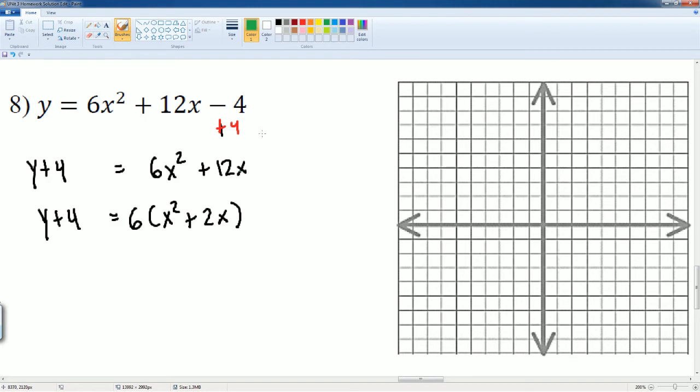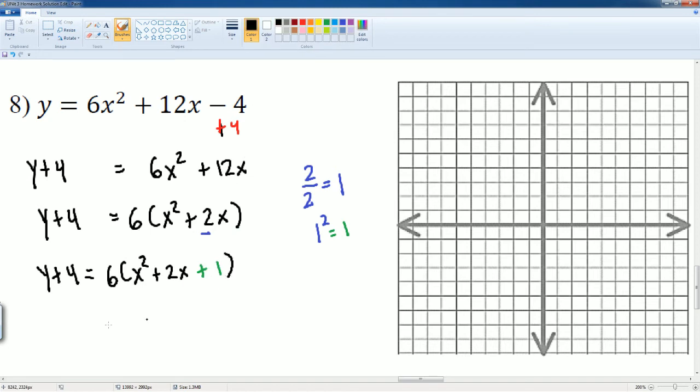Now I can complete that square. Remember, this is my b term. b equals 2. So 2 cut in half gets me 1. 1 squared gets me a 1. So I'm technically adding a 1 here, so let me rewrite this problem. If you distribute this back in, remember it's 6x squared plus 12x. 6 times 1 is a plus 6. So technically you're really adding a 6 to this side.